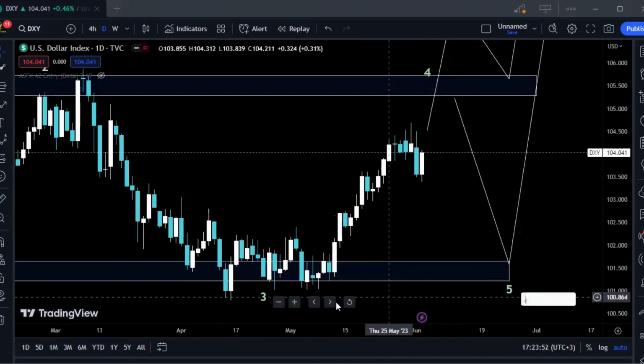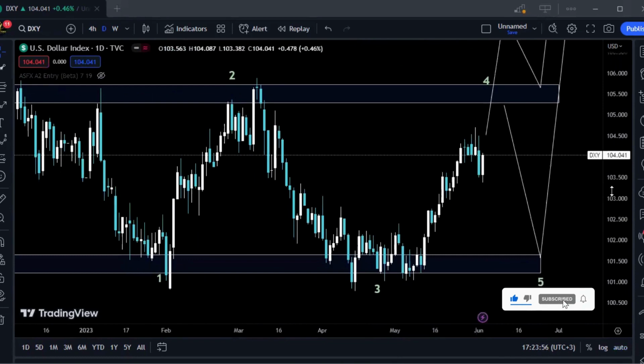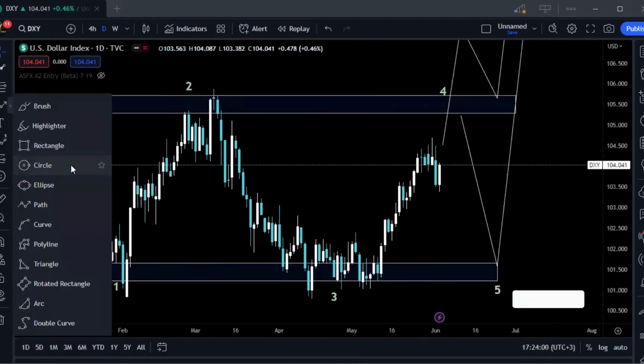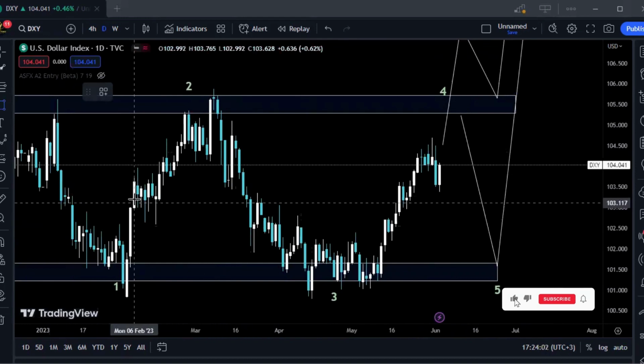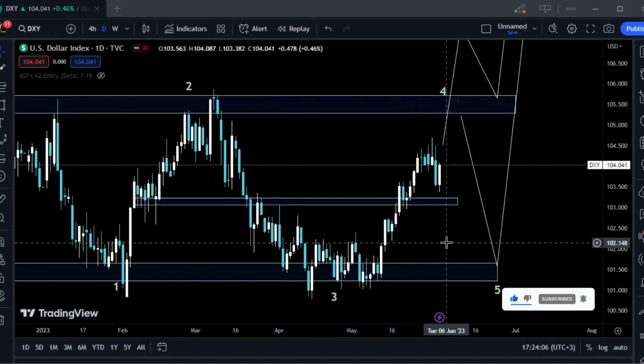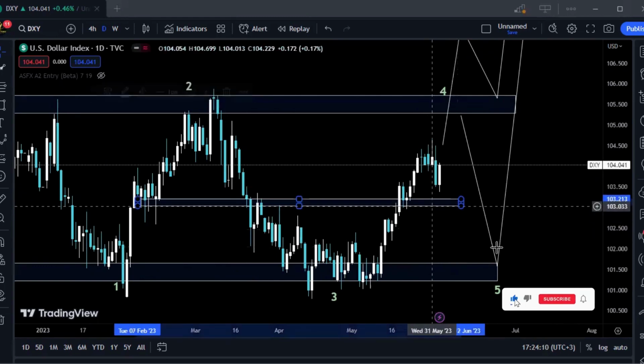Obviously, we can see this is from the daily perspective. On Friday, prices closed with a bullish inside candle. So what is a minor structure that we have in here? This is some kind of a minor structure in here, right? Cool.